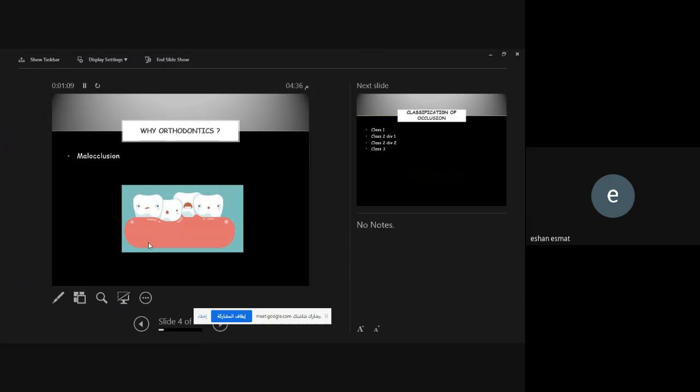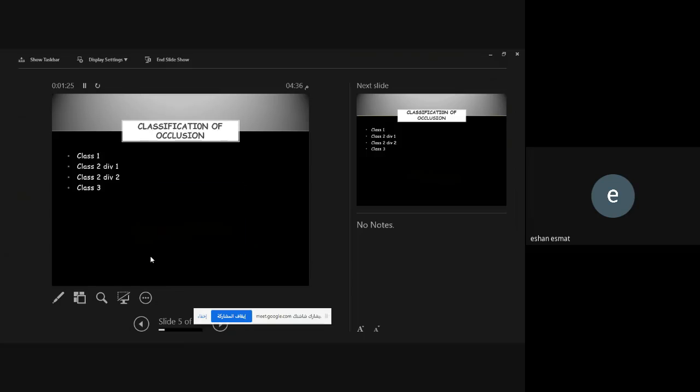Why orthodontics? Why did this branch appear? Because there is crowding. You see these teeth, they don't have the space. So there is a malocclusion, and it needs treatment. What do you mean by malocclusion, or what do you mean by occlusion? There is a classification, the Angle classification. It's related to the molar relationship: class 1, class 2 division 1, class 2 division 2, and class 3.